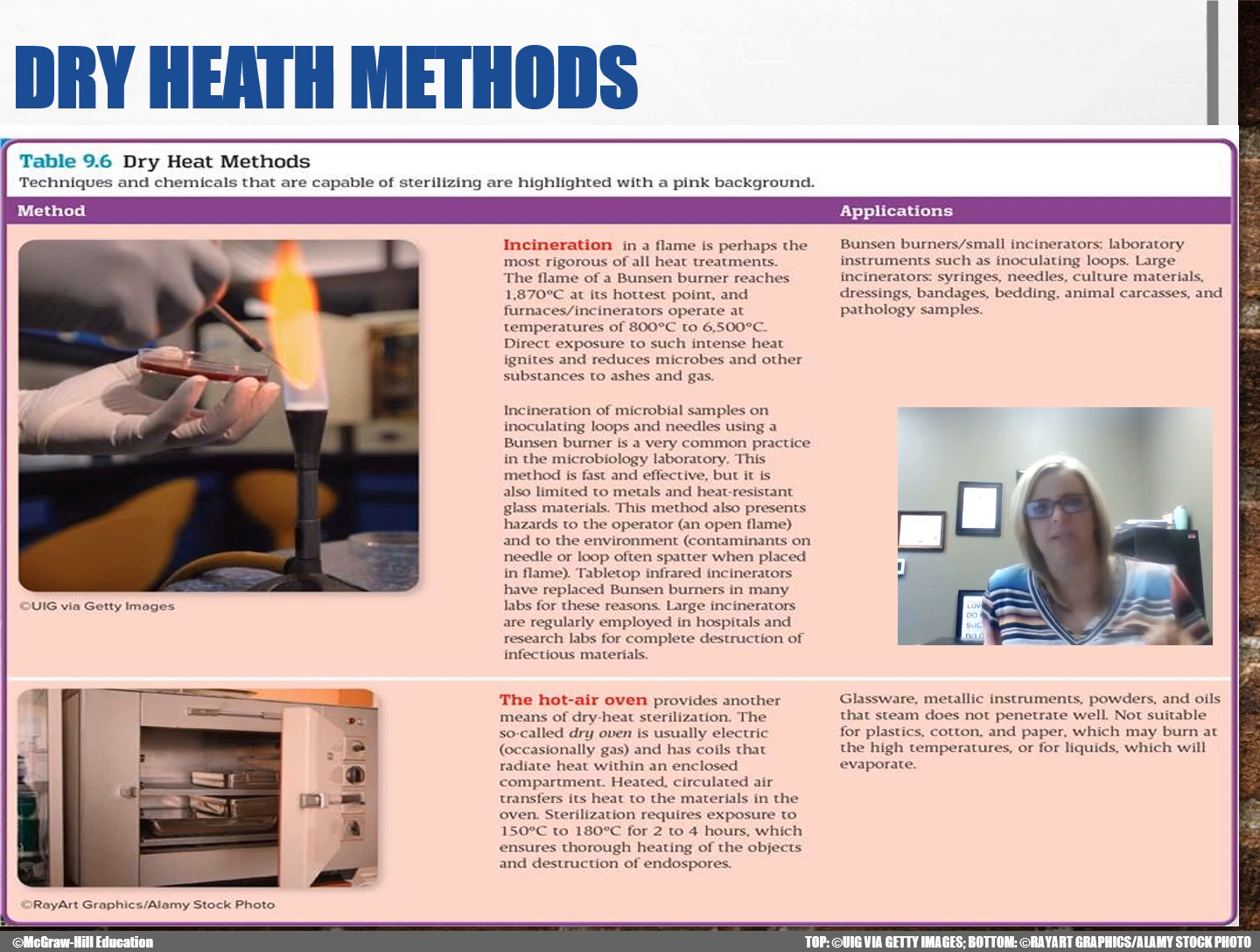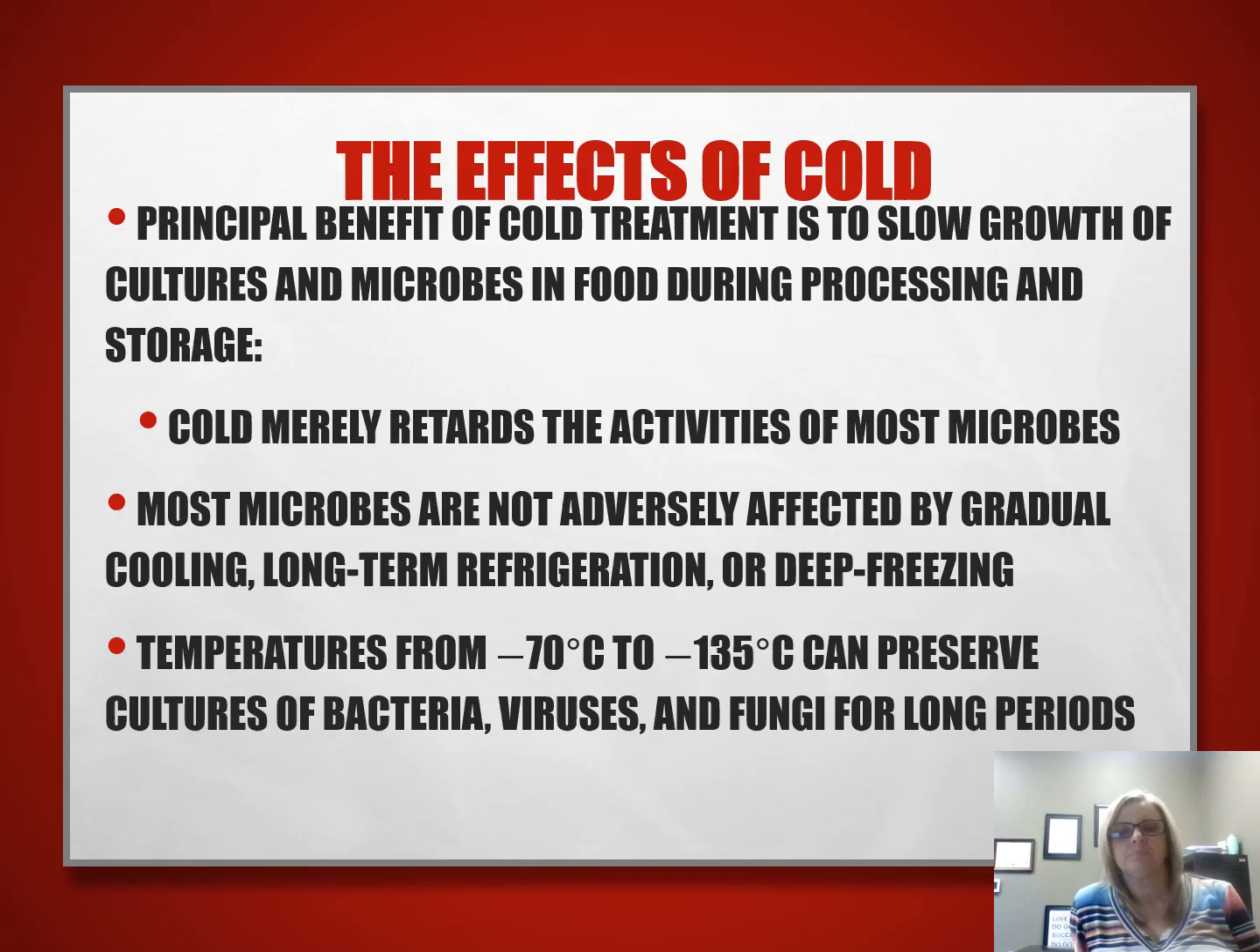So it's pretty limiting there, okay? Then we also have a dry heat oven. This is going to be circulated air. It's going to transfer heat to the materials in the oven. Sterilization is going to require 150 to 180 degrees Celsius for 2 to 4 hours, okay? This does destroy endospores.